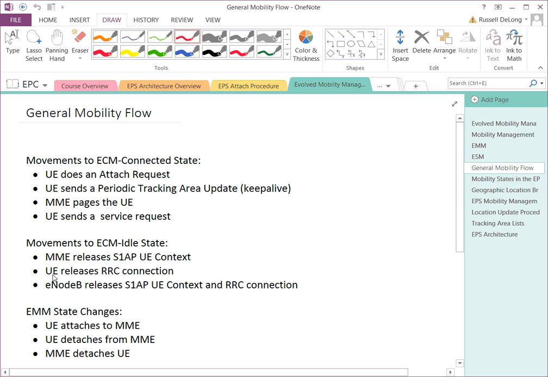Another example, the UE releases the RRC connection on his own, so he transitions into an idle state towards the MME. The device might do this if he's done using the service.